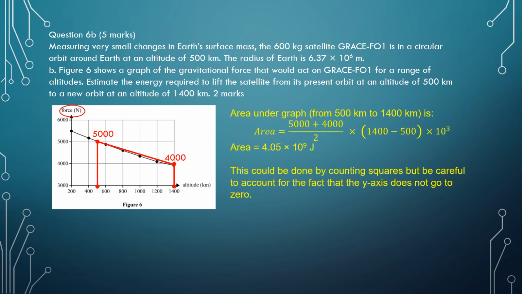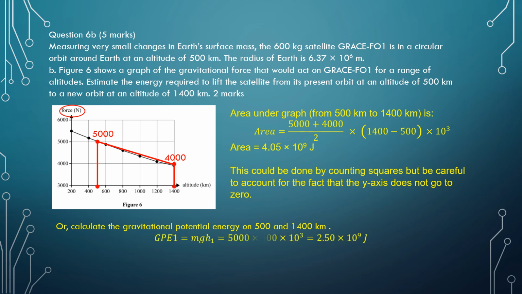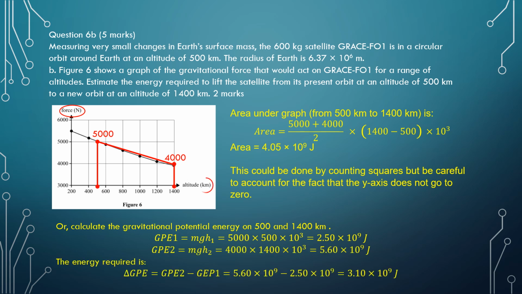Or, gravitational energy is a potential energy, which is determined by the altitude of the mass. We can calculate the GPE at 500 and 1,400 kilometers, respectively. Then, the energy required is the difference between these two values. Please note that the x-axis is in km, so the value of altitude should be converted to meters by the factor 1000. The final result must be expressed in joules to 3 significant figures.